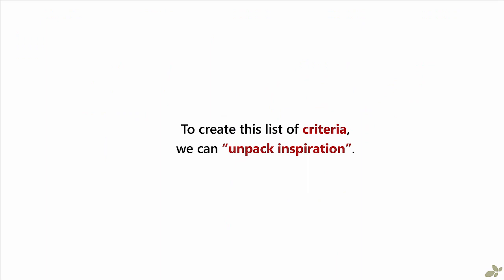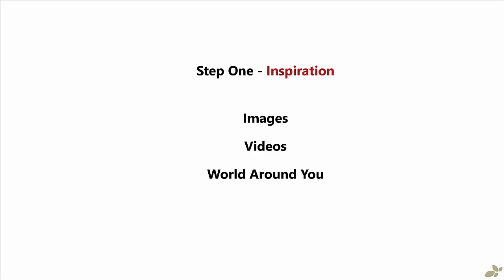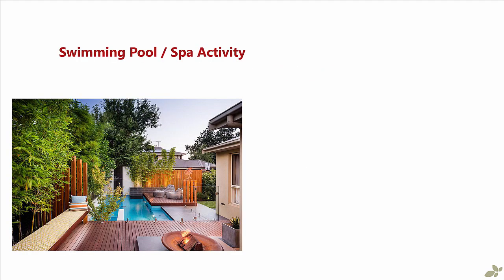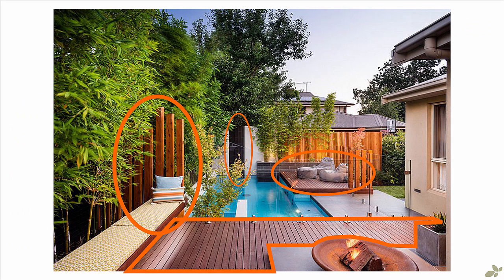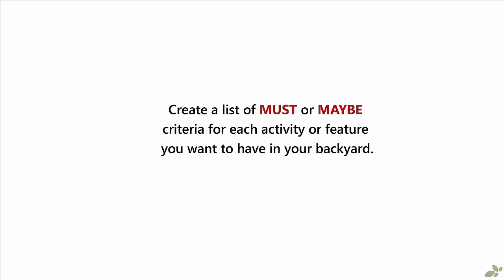To create this list of flexible ideas or criteria, we can unpack inspiration. My step 1 video outlined places to find inspiration: images, videos, and the world around you. In this case, we'll focus on images as they're easy to find and plentiful. We can use a single image for an activity or feature, or multiple. You may only like one thing in the image, or many, and want to copy them all. This process helps you define what you like in each image, and create a list of must or maybe criteria for each activity or feature you want to have in your backyard.